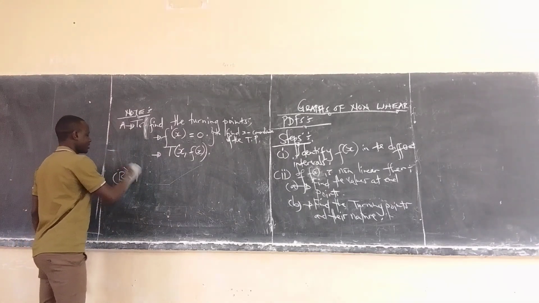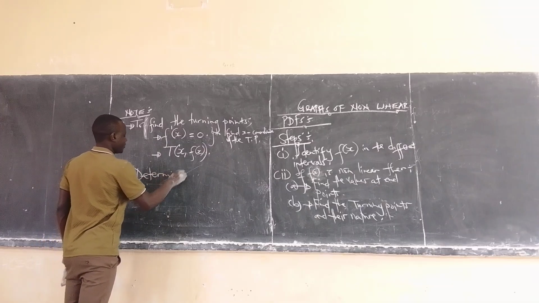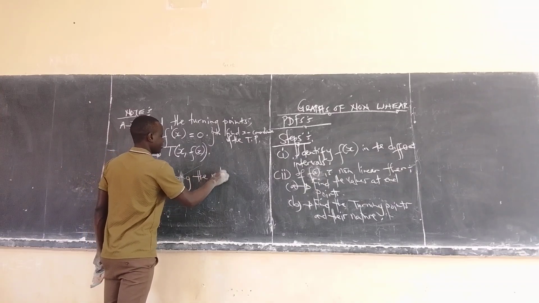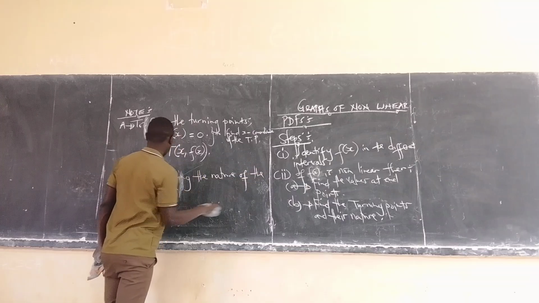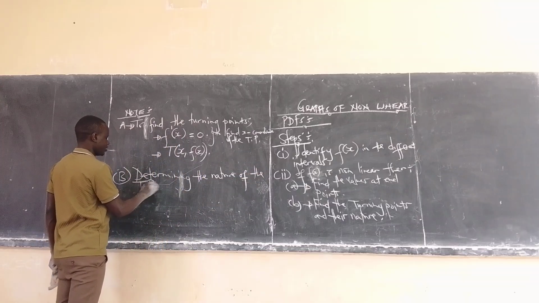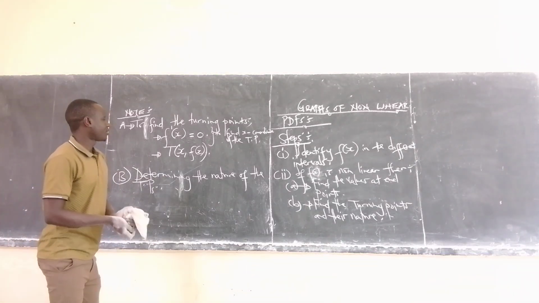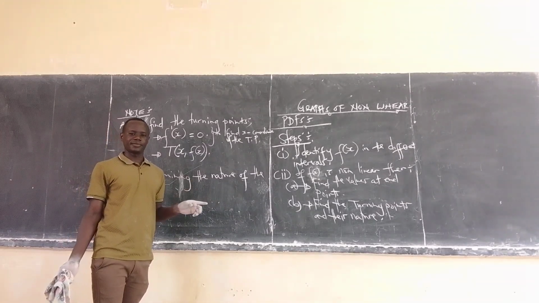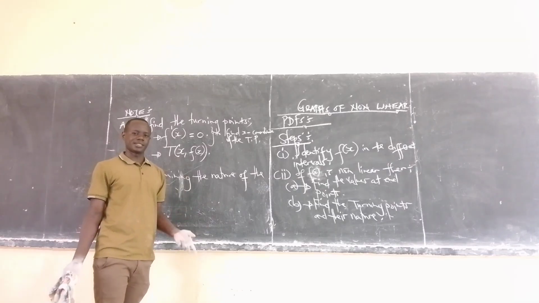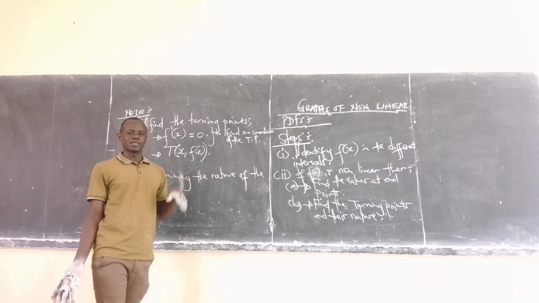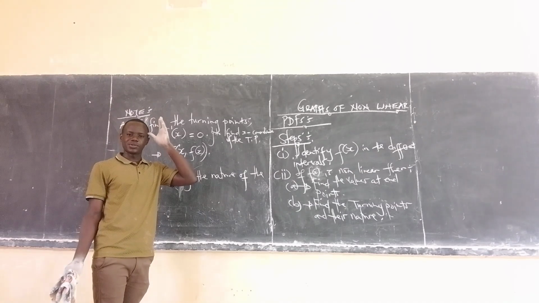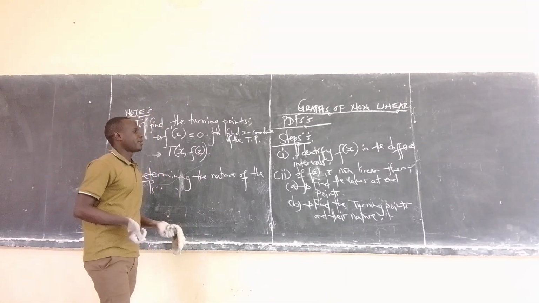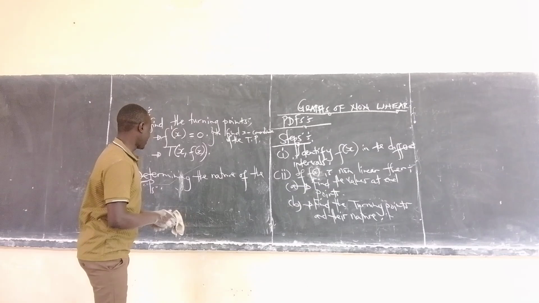Part B. Now, if you want to determine the nature of the turning points, we can determine the nature of the turning points by getting the first derivative and differentiating a second time. So we use the second derivative to determine the nature of the turning point, or we can use the sign of dy by dx, which is the sign of the first derivative of the function f of x.